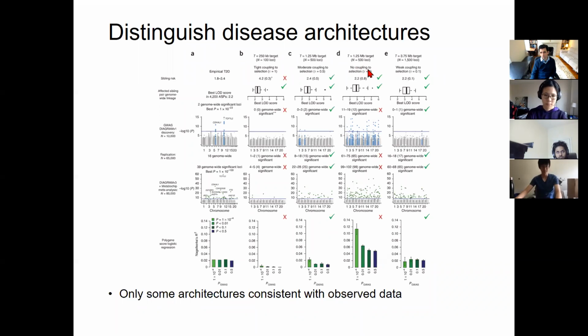If there's no coupling to selection, then we would expect to have a large number of genome-wide significant loci, but in fact, we only have 2. So then we can reject that model, and so on and so forth. And in the end, you can maintain the subset of models that are still compatible with the current observations.